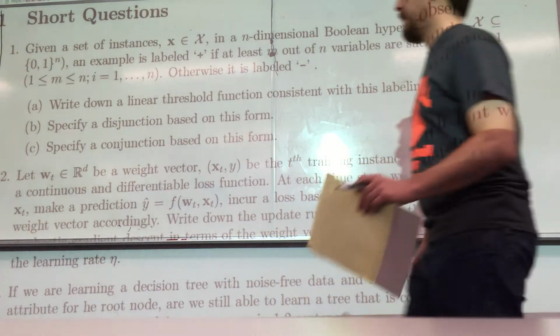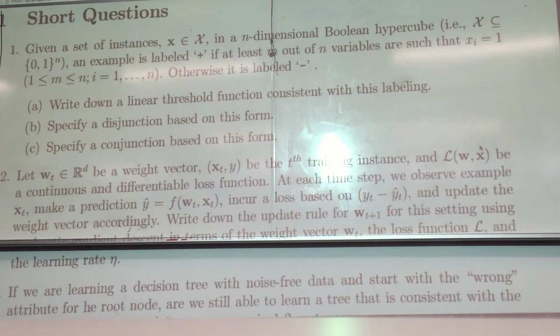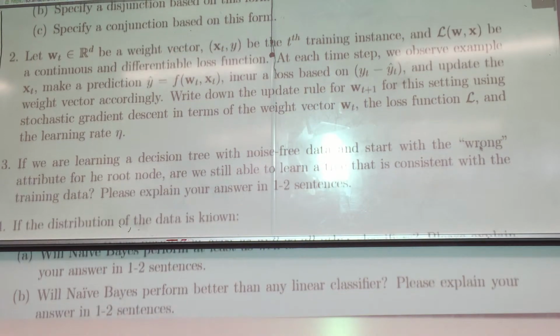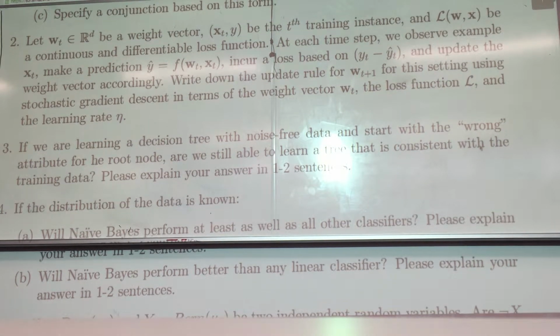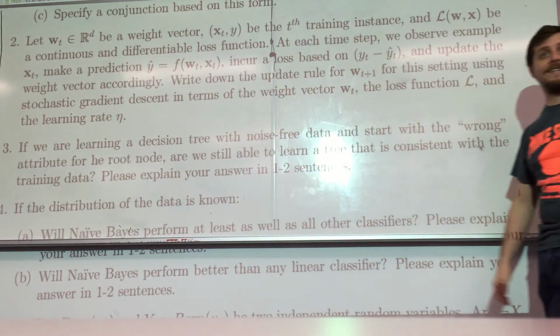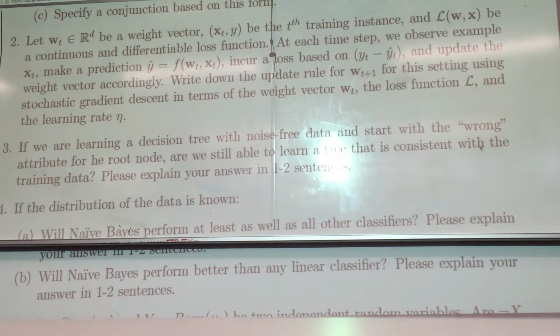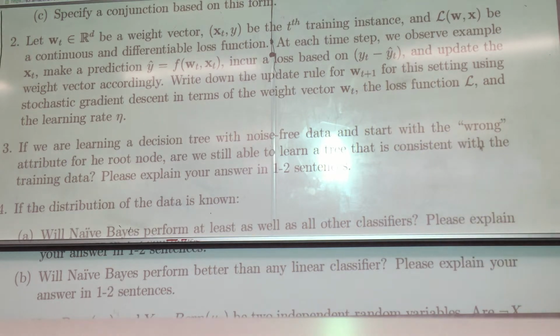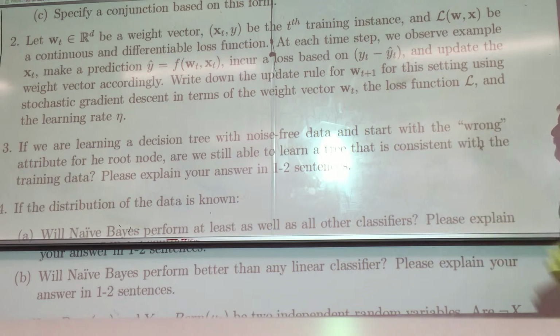Okay, so if I have a weight vector and I get an example, and that's my continuous differentiable loss function, at each time step we observe xt, make a prediction, incur a loss based on the true y hat, right? Is this y minus y hat? Yes. No, because we're looking at a specific training example. So I'm just saying for this particular example. Oh, yeah, okay. So the subscript's t because we're getting them in time. Yeah. Update the weight vector accordingly.